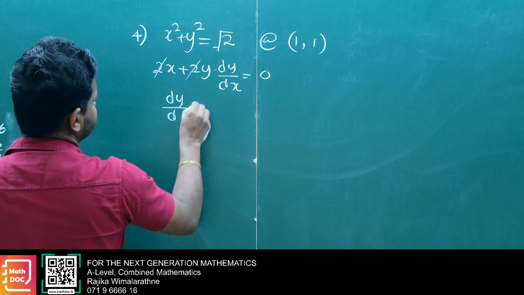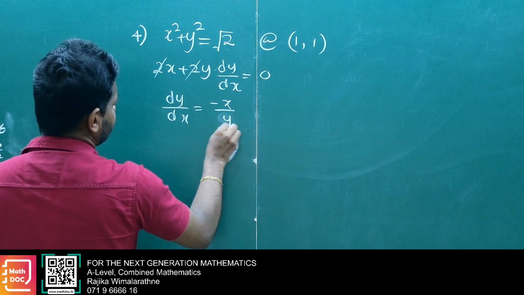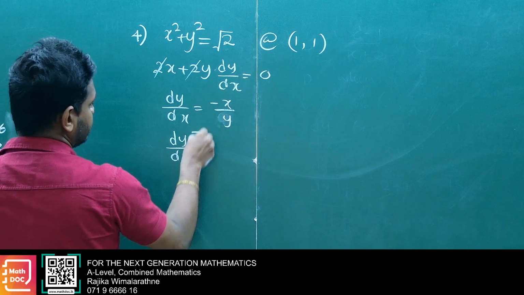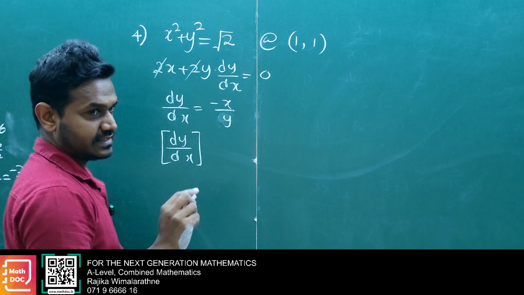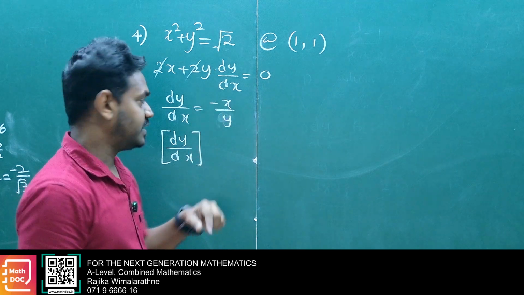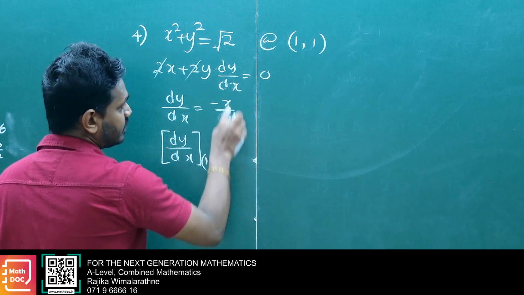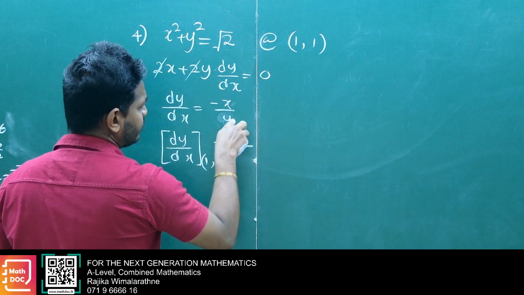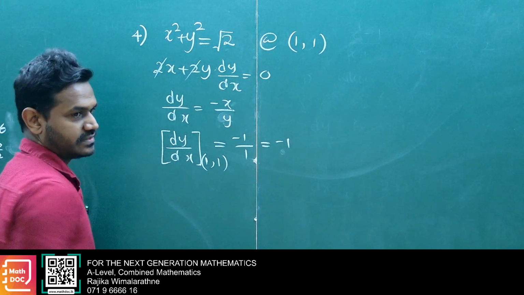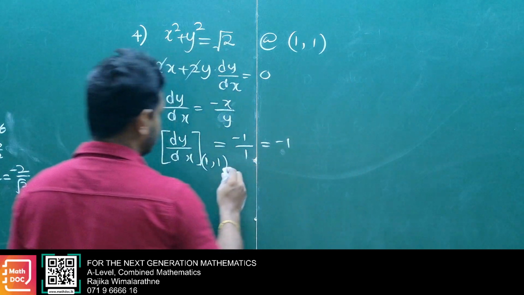Then dy by dx equals minus 2x over 2y, minus x over y. Then dy by dx at that point. Here in all previous cases we had only x values. No? Now here we have both x and y. That's why I put here a square bracket with 1 and 1. Now put 1, minus 1. Anyway, this is the gradient of the tangent. Then you write the tangent equation.